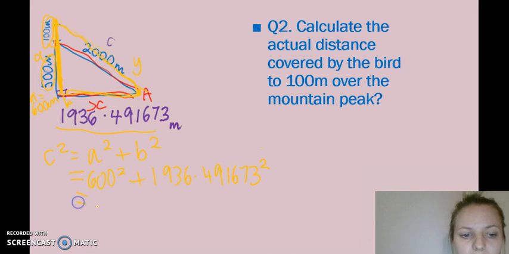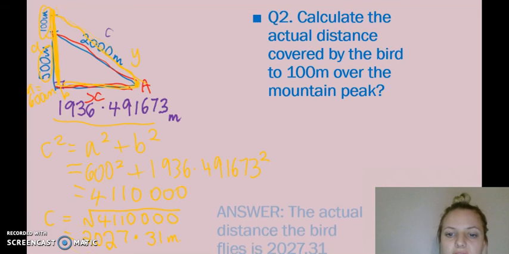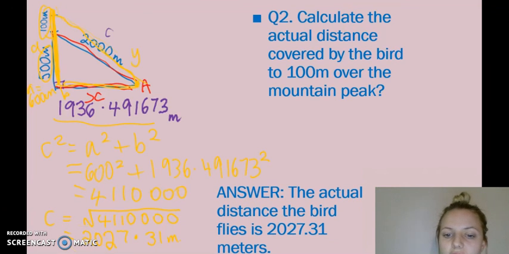Let's put that in our calculator. Finding the square root in order to find c is 2,027.31 metres. So your answer is, the actual distance the bird flies is 2,027.31 metres. Now that process is an example of a question. It is not the exact question on your assignment, obviously, but it will help you out in terms of the process involved. Good luck.